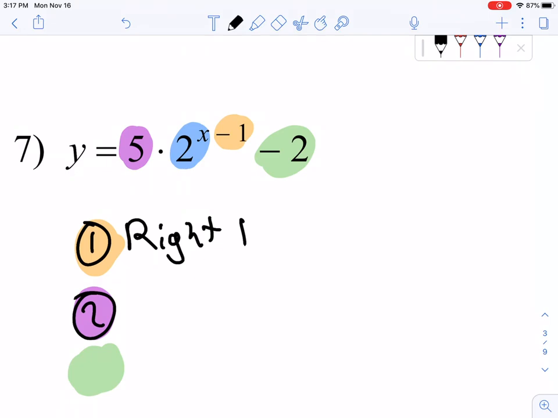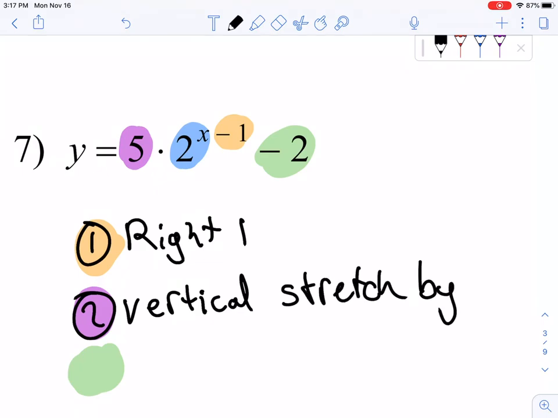The second thing is a vertical stretch by 5. And then the third thing we're describing is the whole thing is shifting down 2.